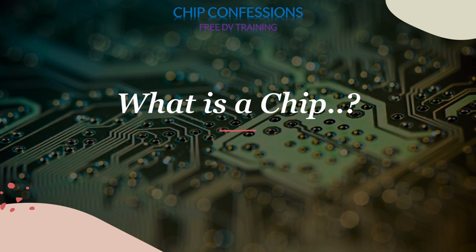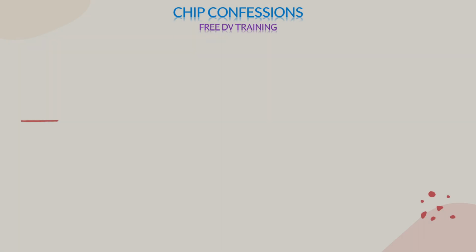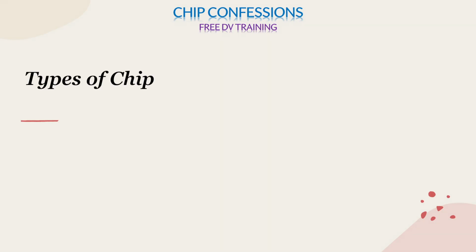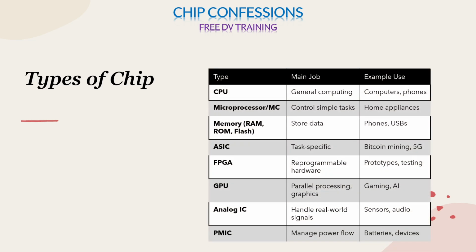Let us see what the types of chip are now. We saw the description of a chip. Now we shall see all the types of the chip. A chip can also be called an IC, a microchip, or even a silicon chip.